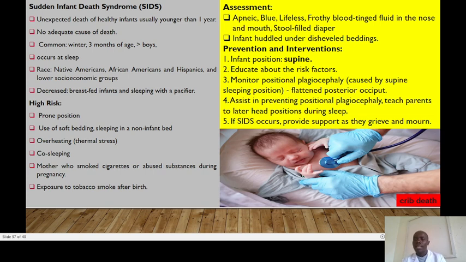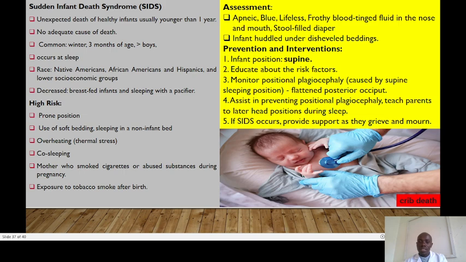So we have 3 months of age, and mostly boys affected, right? It occurs at sleep, and we have some races that are very susceptible to this: Native Americans, African Americans, and Hispanics, and people of lower socioeconomic groups. Possibly, these are people who do share the bed with these infants, right? So it could also decrease when breastfed infants are sleeping with a pacifier, right?